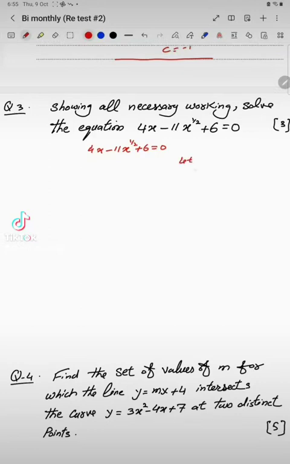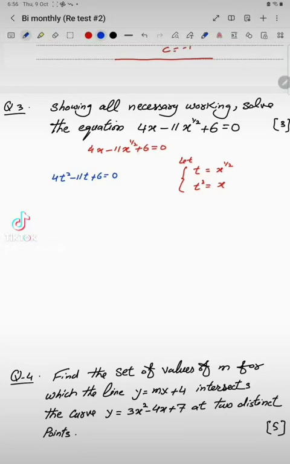So let t equal x^(1/2). So t squared will be x. Here you can replace this. We get 4t^2 - 11t + 6 = 0. Either you can factorise it, or use the quadratic formula, or completing the square. Whatever method you like most and find easy, you can apply that.